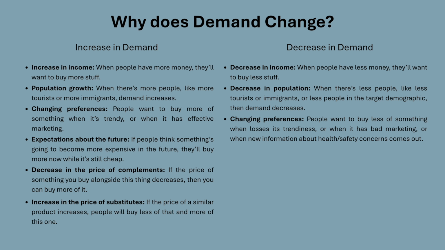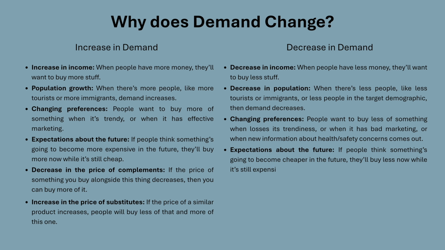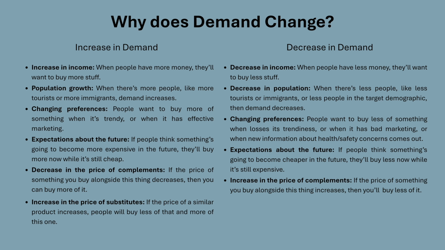Expectations about the future. If people think something's going to become cheaper in the future, they'll buy less of it now while it's still expensive. An increase in the price of complements. Remember, complements are things that you typically buy together, like movie tickets and popcorn. If the price of movie tickets increased, then you'd also buy less popcorn, so the demand for popcorn would decrease.